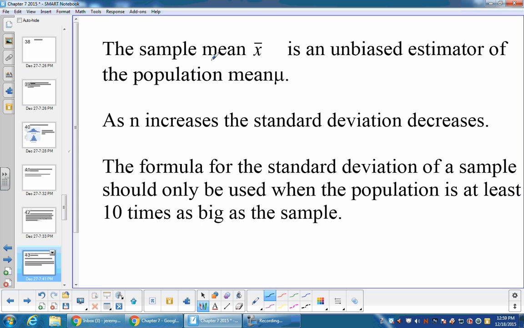Now the sample mean x bar is an unbiased estimator of the population mean mu. That means if I sample all the possible x bars in a situation, the mean of that distribution will be exactly mu. As the n increases, so as we are taking the mean of more and more numbers, the standard deviation will decrease. And again, we can only use the standard deviation formula when the population is at least 10 times as big as our sample, and that's for independence.